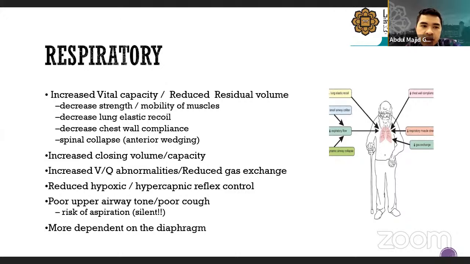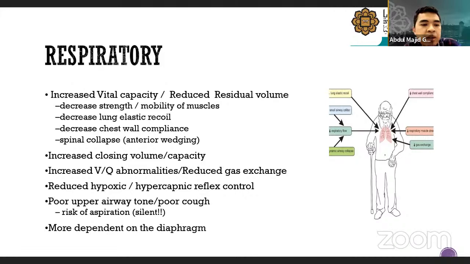In respiratory, there will be changes due to the aging factor. Number 1, there will be an increase in residual volume and a reduction in vital capacity because of these factors: decreased strength of muscles, decreased lung elastic recoil, decreased chest wall compliance, and also spinal collapse.